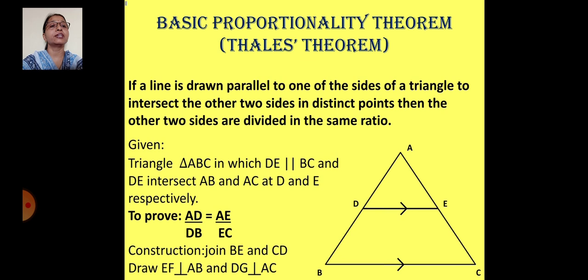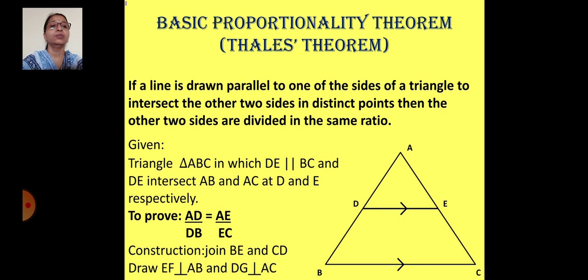Okay, so the ratio of those divided parts is equal. That we have to prove. That is, AD upon DB is equal to AE upon EC. This is what we have to prove, right? So, given in triangle ABC, DE is parallel to BC and DE intersects AB and AC at points D and E respectively. So, to prove AD upon DB is equal to AE upon EC.